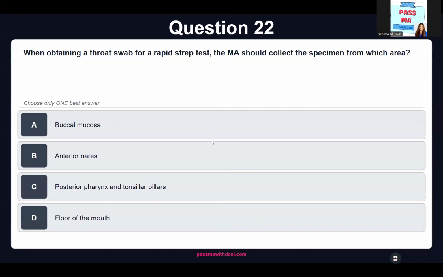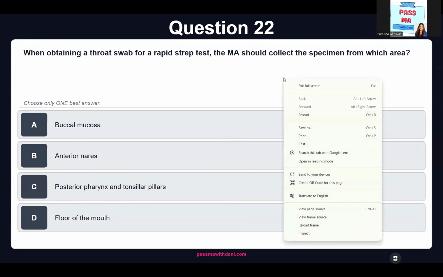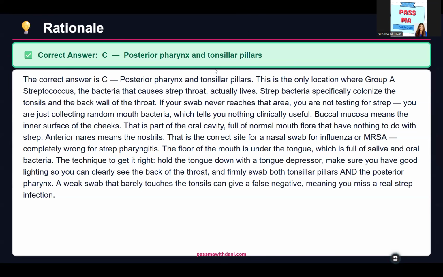All right, question number 22. When obtaining a throat swab for a rapid strep test, the medical assistant should collect the specimen from what area? A, the buccal mucosa, B, the anterior nares, C, the posterior pharynx and tonsillar pillars, or D, the floor of the mouth? For question 22, if you said the posterior pharynx and the tonsillar pillars, then you are correct.